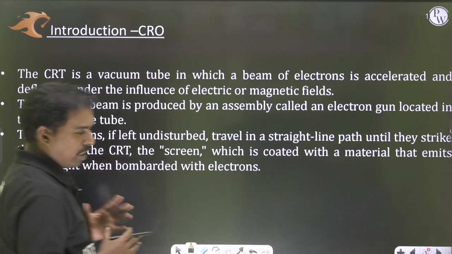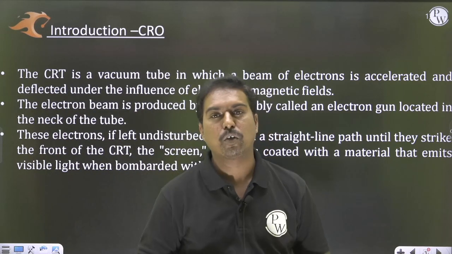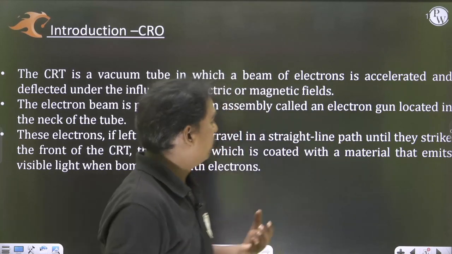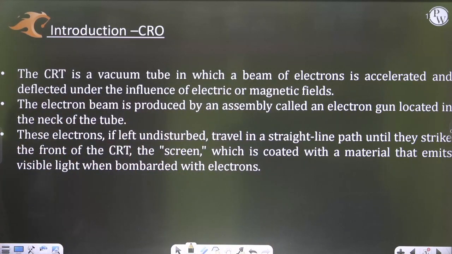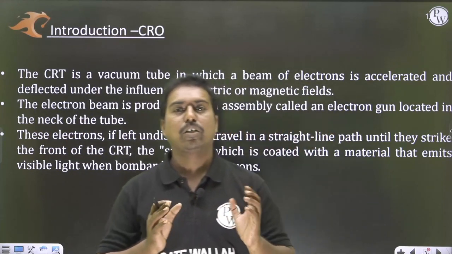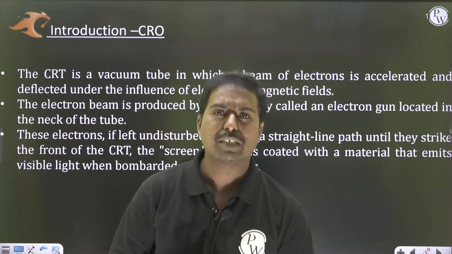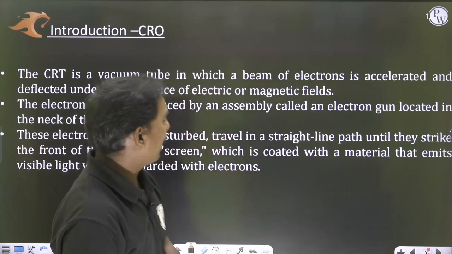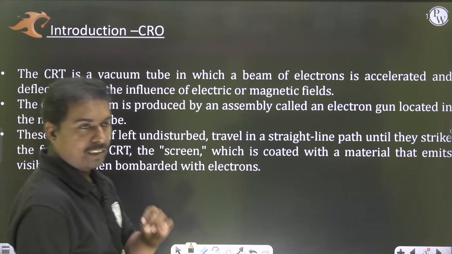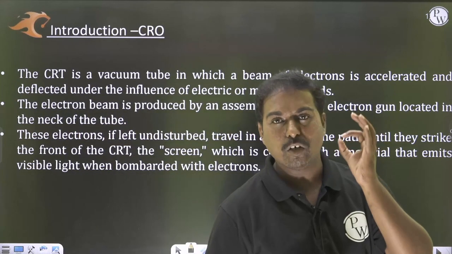Basically, the cathode ray oscilloscope works according to the principle called thermionic emission, and it is a vacuum tube in which a beam of electrons is accelerated and passed through electrostatic or magnetic fields. Majorly electric fields, not magnetic fields. Under the electric fields, it will go. The electron beam is produced by an electron gun located at the beginning of the tube.